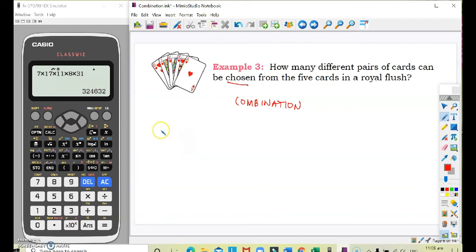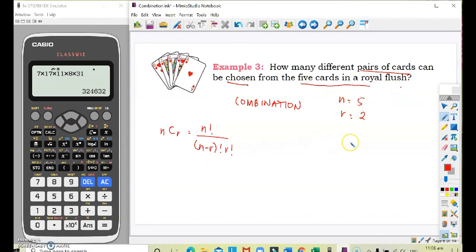Therefore, we're going to use the same formula: n factorial over quantity n minus r factorial times r factorial. But we have to identify what is n and what is r. We know that we are going to get pairs of cards, so if it's pairs of cards, definitely r will be 2. And we're going to choose from 5 cards in a royal flush, therefore n is 5.